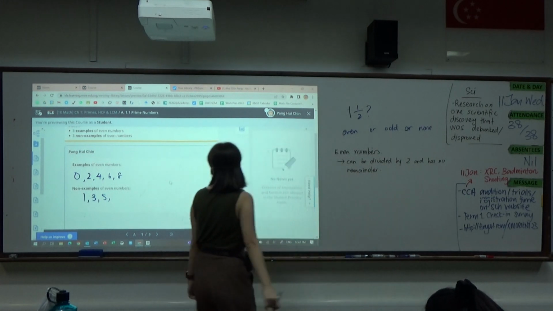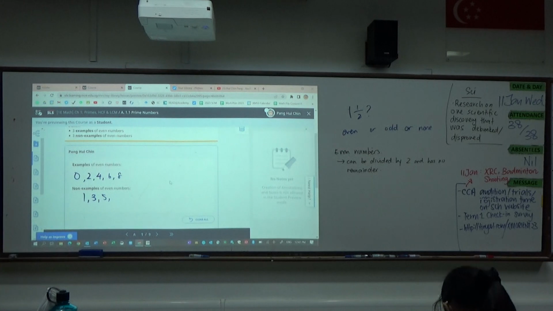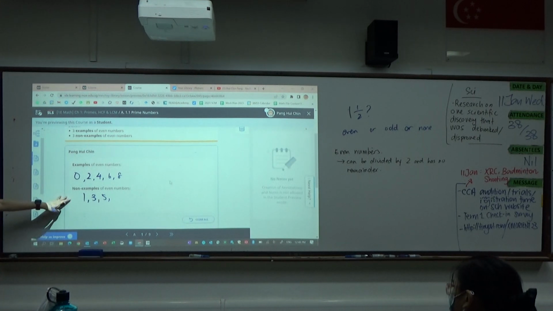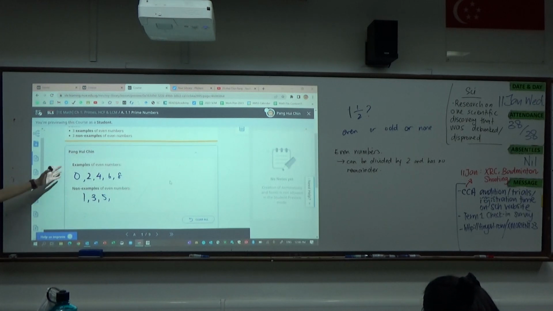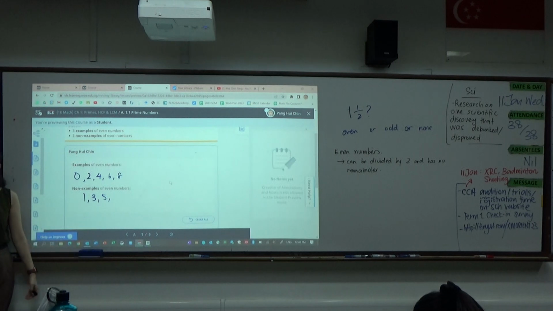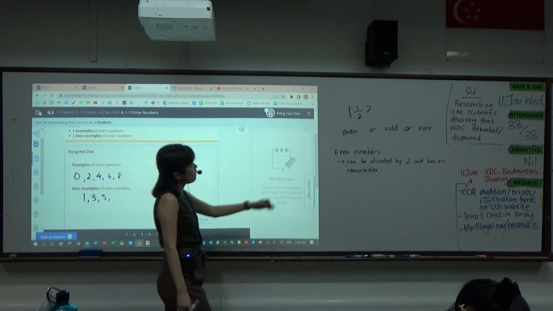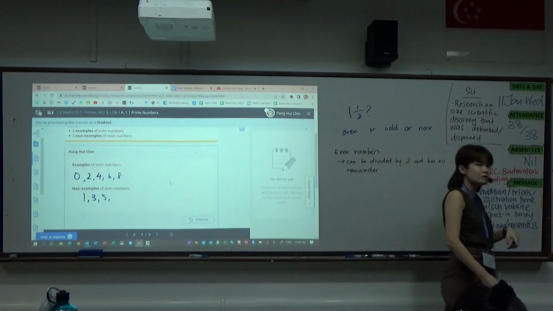Going back to the idea of 0, 0 is an even number because when I divide 0 by 2, do I get a remainder? No. So therefore, 0 is an even number. The next part asks for non-examples of even numbers, which means numbers that are not even. Not even does not necessarily mean that they have to be odd. It can be any number so long as it's not even. So we have clearly 1, 3, 5 and so on. Just now when I asked about 1.5, is it even or none? How many of you say even?